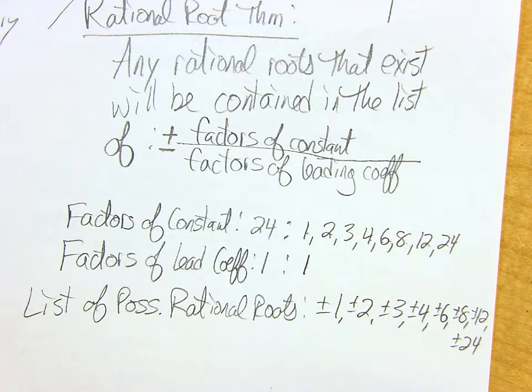We are now going to use synthetic substitution, and you basically just have to go down the line until someone gives you a remainder of 0.